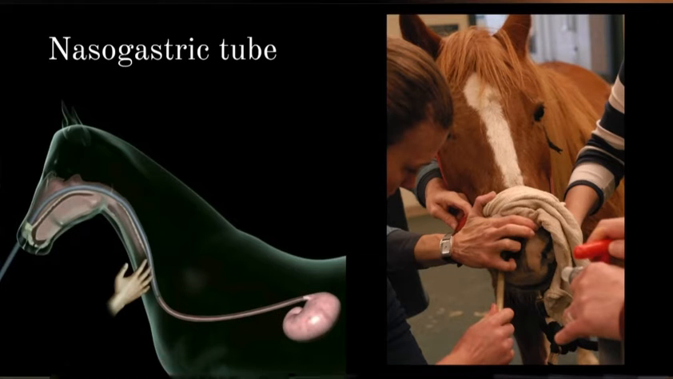These are examples of a nasogastric tube. As you can see, it is a tube that is inserted through the nasal cavity, down the esophagus into the stomach, and it is just to help relieve any buildup of gas or fluid.